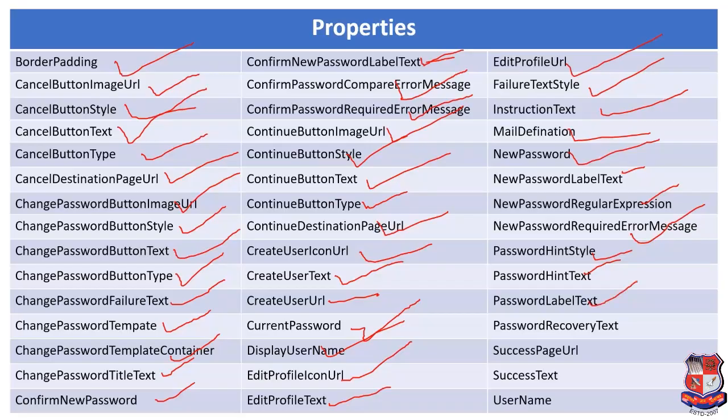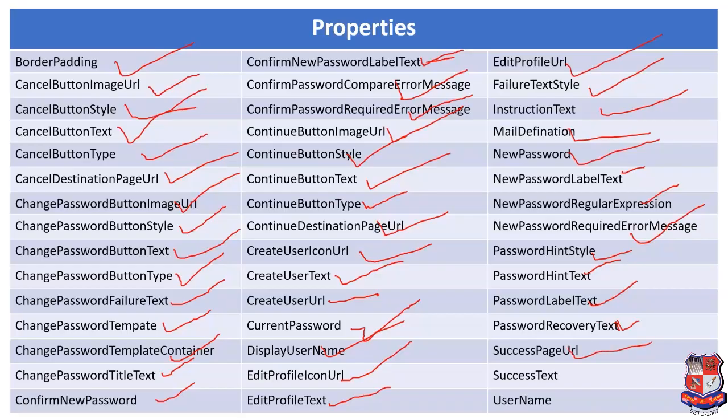Next is password label text. It is used to retrieve or specify the label text for the current password text box. Next is password recovery text. It is used to set or get the text of the link of the web page that contains the password recovery control.